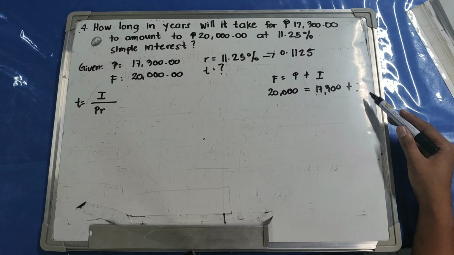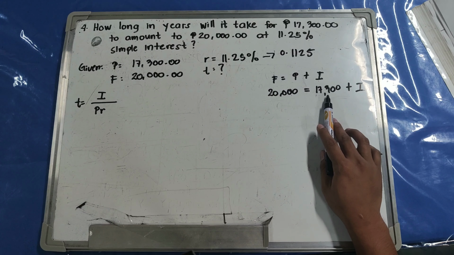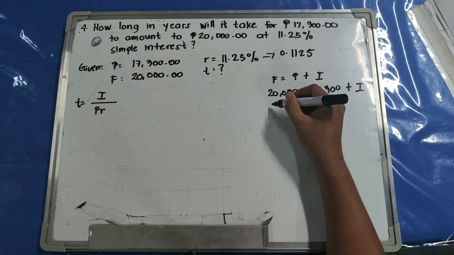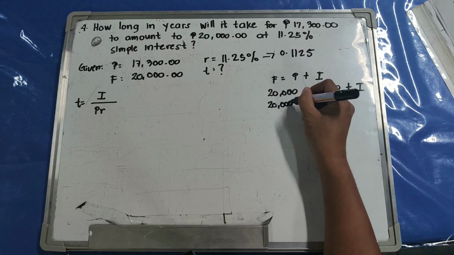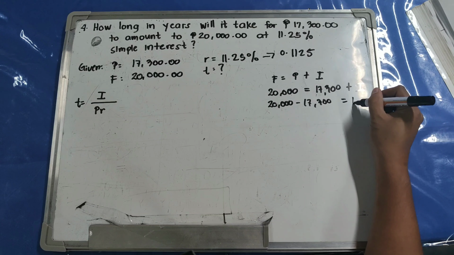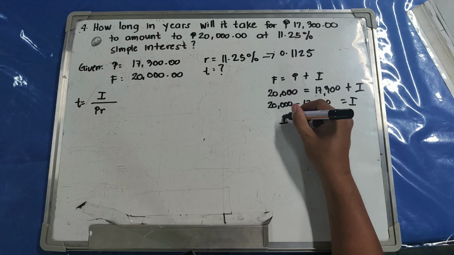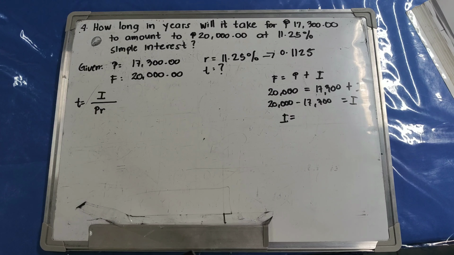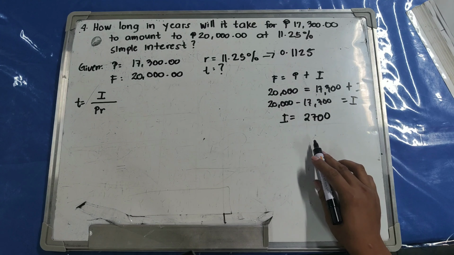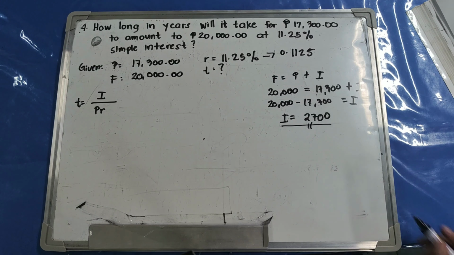To solve the interest, apply the basic principle in mathematics: move 17,300 to the left, so from positive it will become negative. So 20,000 minus 17,300 is equal to I, or interest. Therefore, our interest here is 20,000 minus 17,300, which is 2,700. So this is our interest.